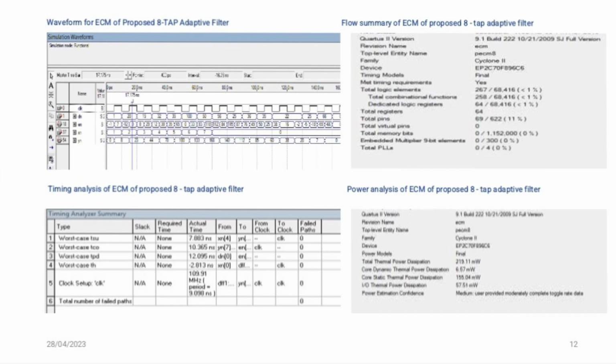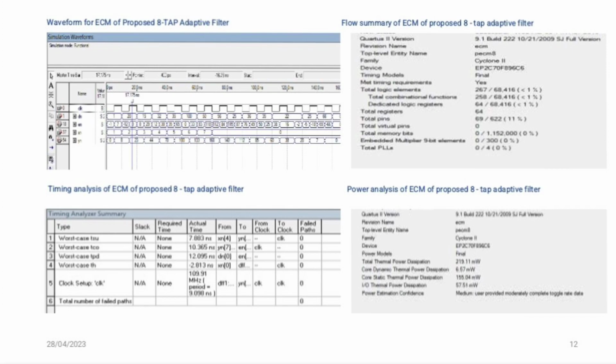This is the waveform for the ECM for an 8-tap adaptive filter, where D often is a delay signal, E often is an error signal, X often is an input signal, Y often is an output signal. The area covered by the ECM of the proposed adaptive filter is 267 logic elements, where logic elements are known as the logic cells or the area. The time taken for the ECM of the proposed adaptive filter is 7.883, where TSU is the setup time, TCO is the clock to output delay, TH is the hold time, TPD is the propagation delay. The power taken by the 8-tap adaptive filter for the ECM is 215.11 milliwatts.